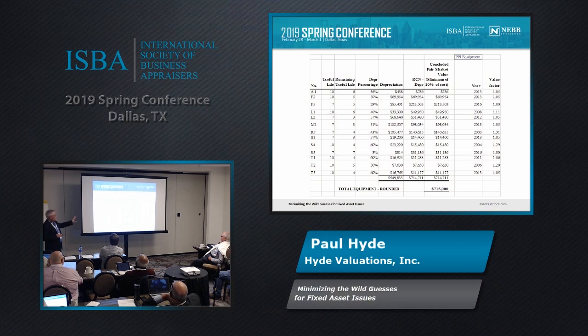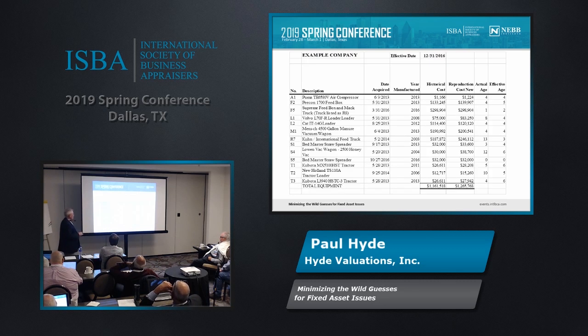But again, particularly if you're going to go into any kind of litigation, you need to have a little bit more support than just that. I would agree. But with this kind of thing, you come up with a number. I'm saying the equipment on this one was worth $715. Historical cost was $1.6 million.